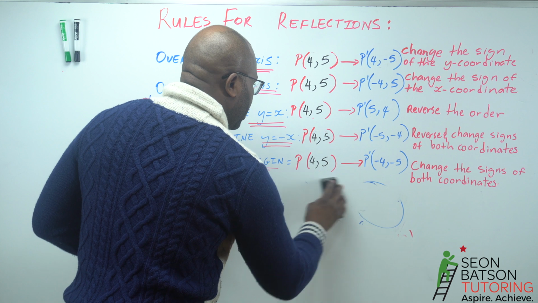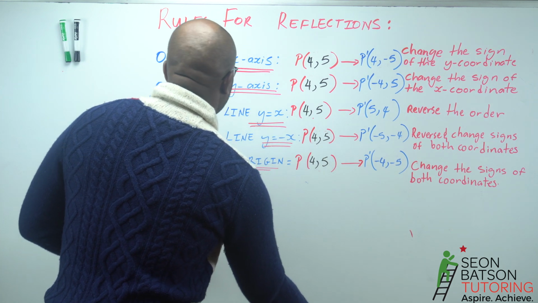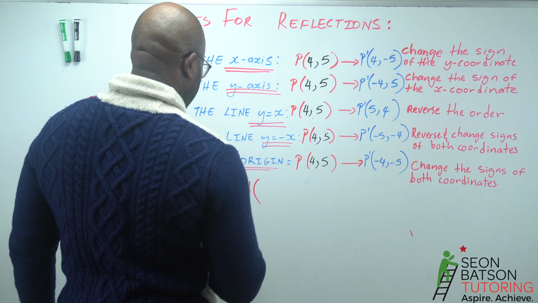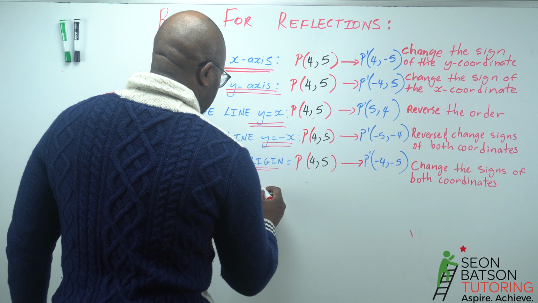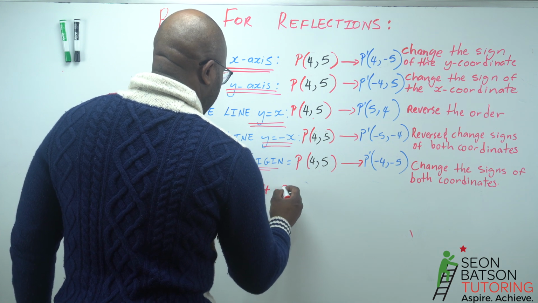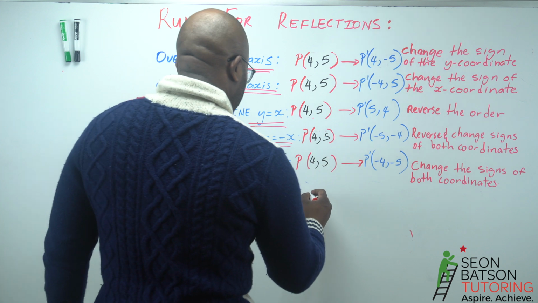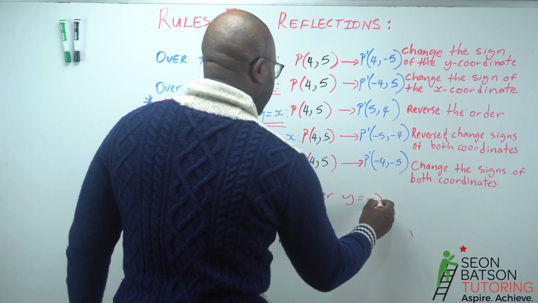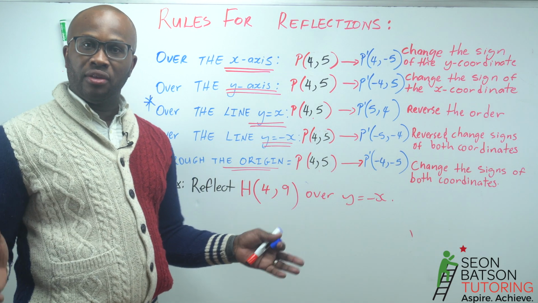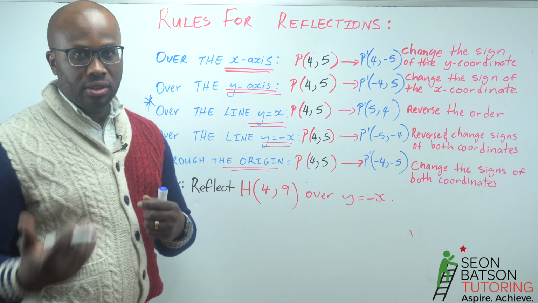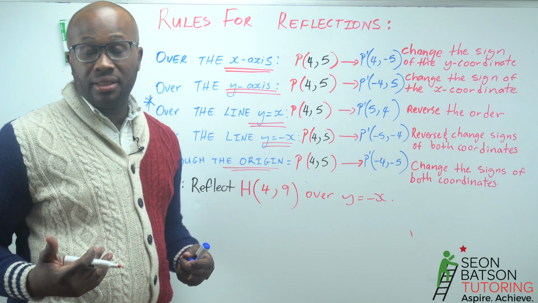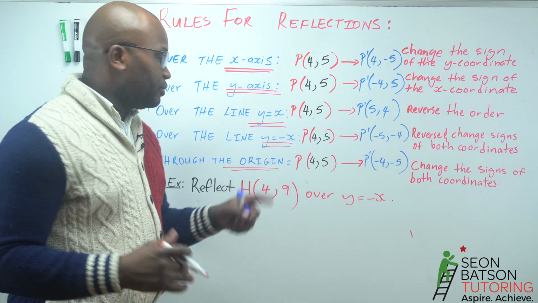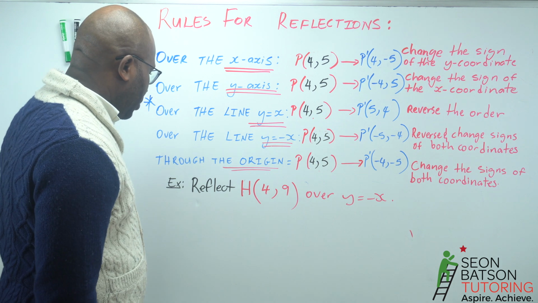Let's do a couple more. Let's reflect some point H. Let's say H is 4 and 9 over y equals -x. Again, pause the video and give it a try. Try it, then come back and see if we get the same answer. All you're doing is following what the rule says. Now, welcome back. Let's see if we will get the same answer.